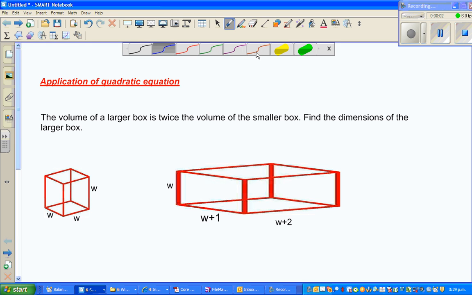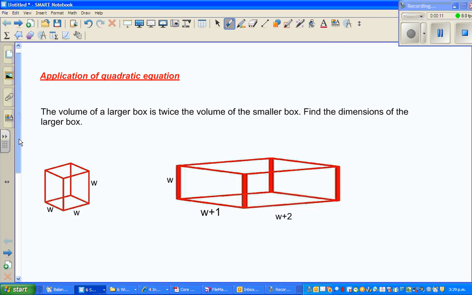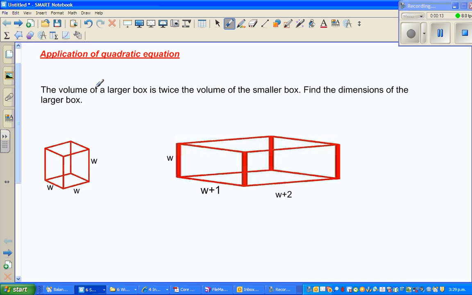Hello friends, in this video I'm going to do one example of application of quadratic equation. Now this question was sent to me by one of my friends who lives in Australia.